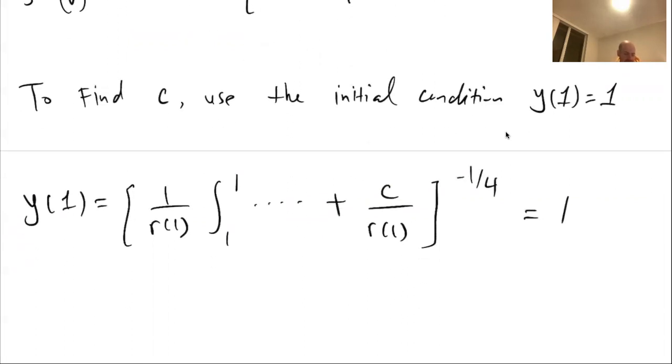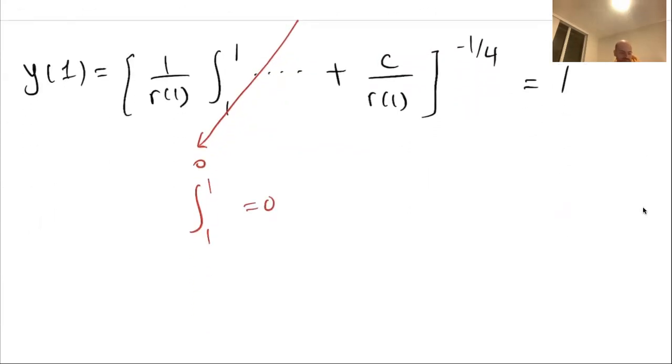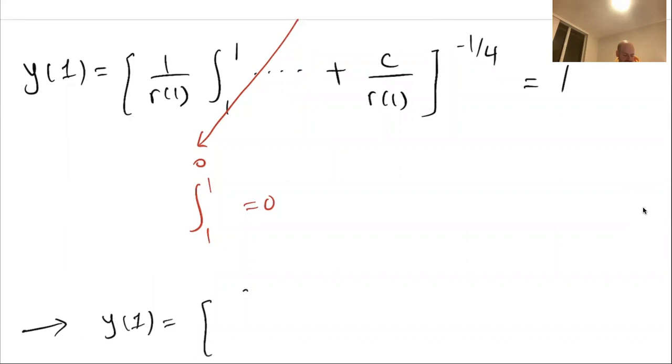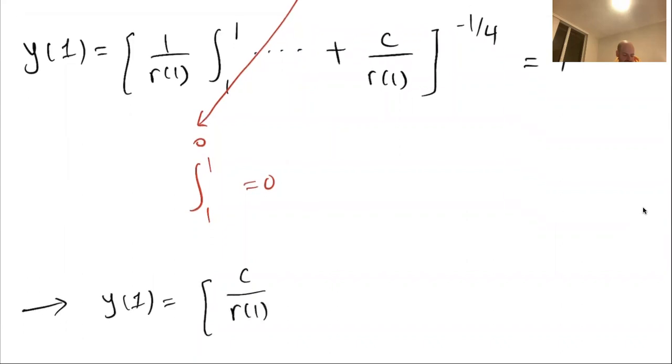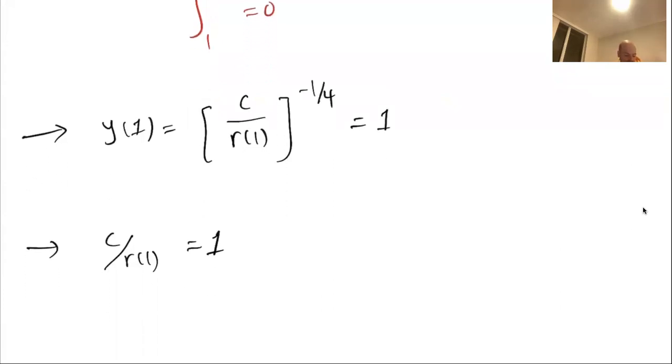Now this guy here is 0 because integral 1 to 1 is always 0. So then I'll have y of 1 equals c over r of 1 to power minus 1 over 4 equals 1. So that means c over r of 1 must be 1, because if I raise both sides to power minus 4, 1 to power minus 4 is also 1. And that means c is equal to r of 1.